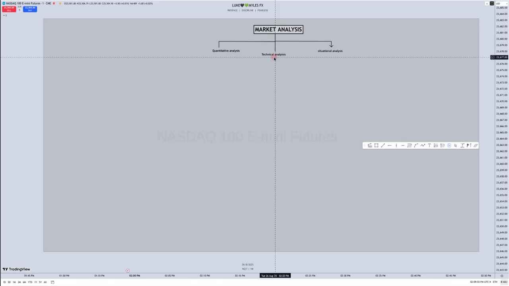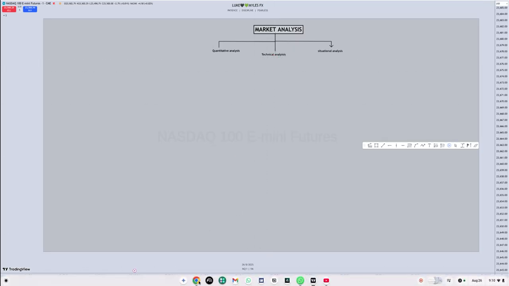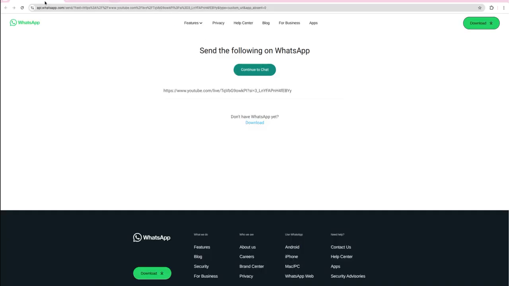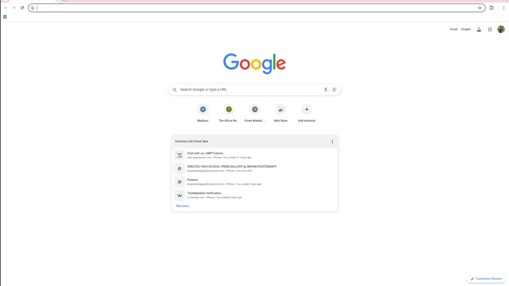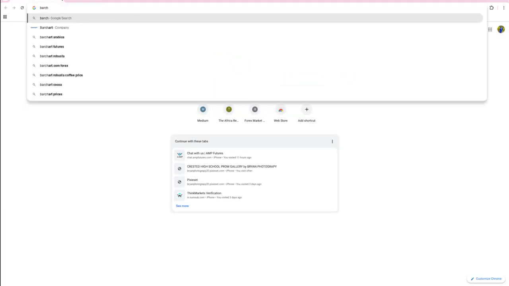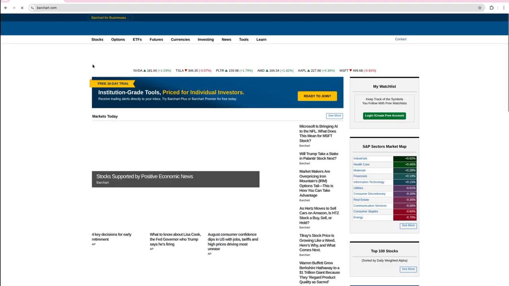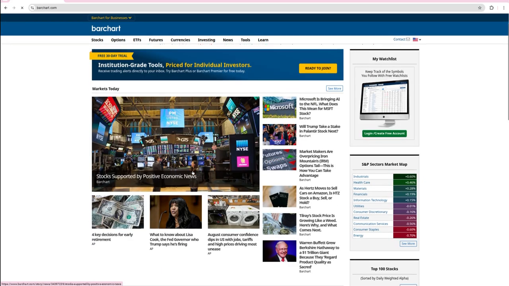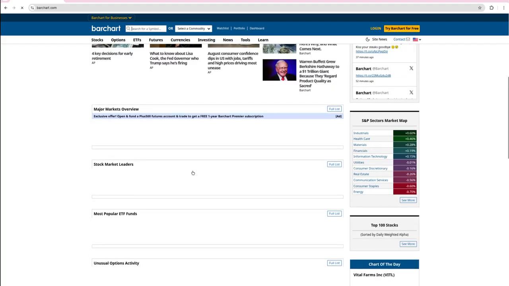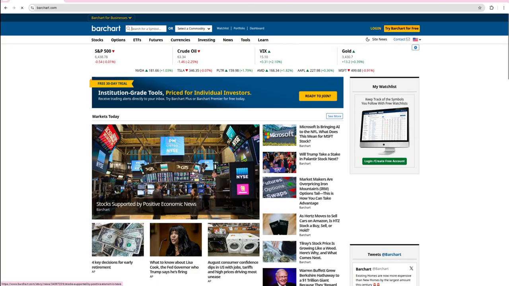Another type of market analysis, if you're going deep, is what we call quantitative analysis. For quantitative analysis, if I load up barchart.com, this is where you're going to be dealing with numbers to trade. Numbers, you're going to deal with the news and everything.